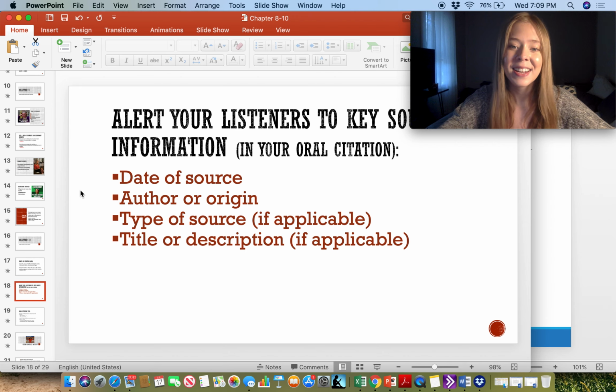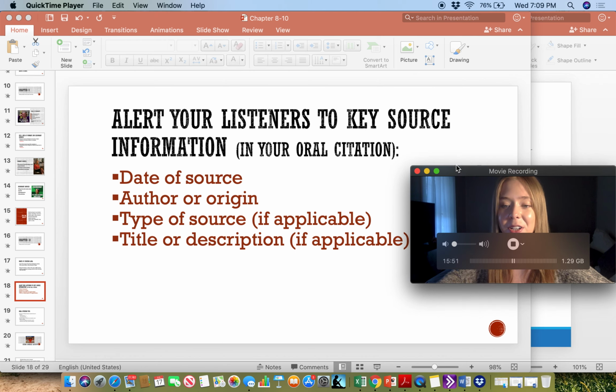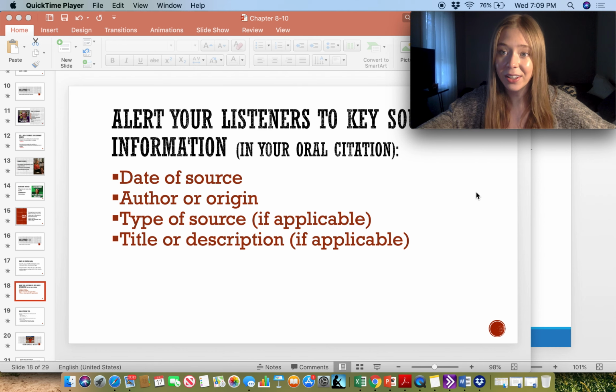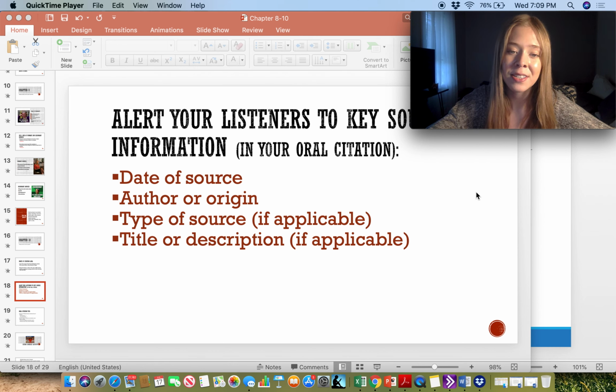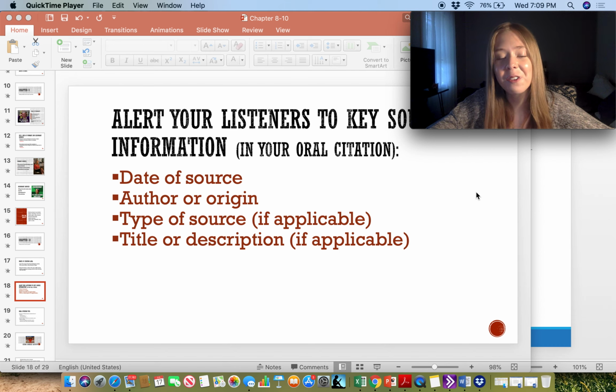And then next, you have to alert your listeners to key source information in your oral citation. So when you're citing orally, which is obviously what you do in speeches, you cannot just say, like I said, oh, 83% of doctors recommend this toothpaste brand, because you're not alerting your listeners to the source of that information, which again destroys your credibility.